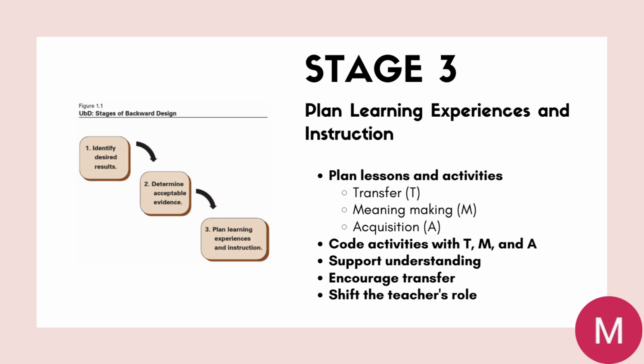And finally, stage three of backward design: planning learning experiences and instruction. You're planning lessons and activities to address three types of goals from stage one: transfer, which is applying learning in new contexts; meaning making, constructing understanding and making inferences; and acquisition, acquiring knowledge and skills. When coding activities with T, M, and A, you do that to ensure all goals are covered, avoiding focusing solely on information presented and basic skill acquisition.